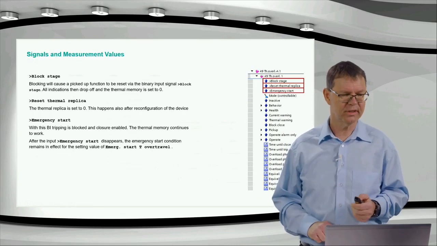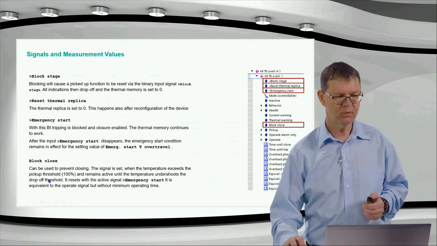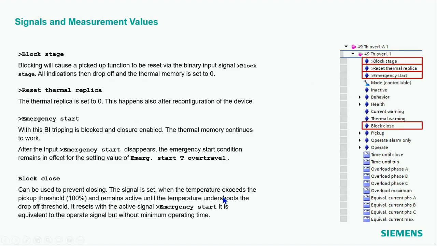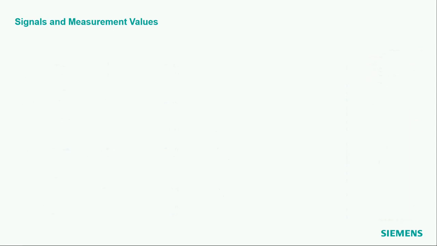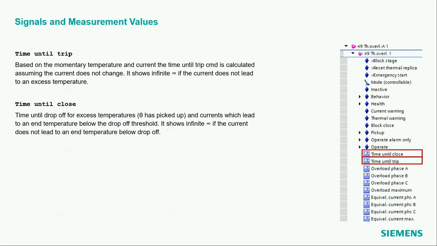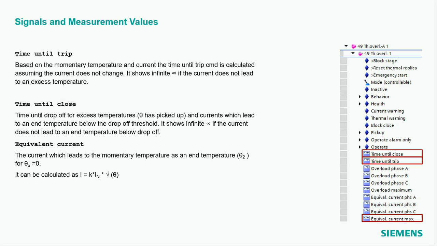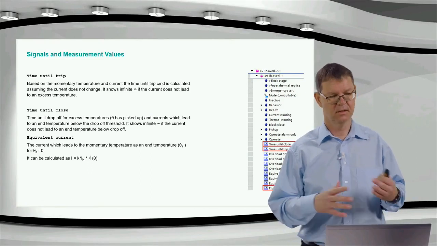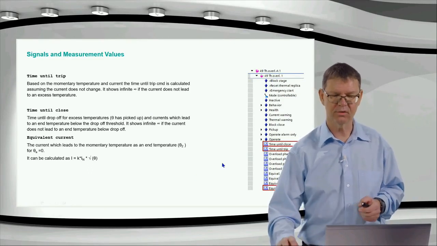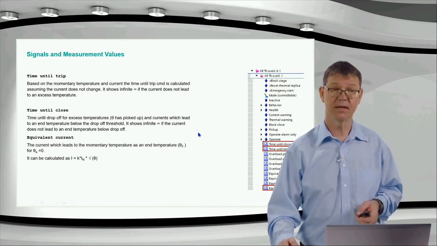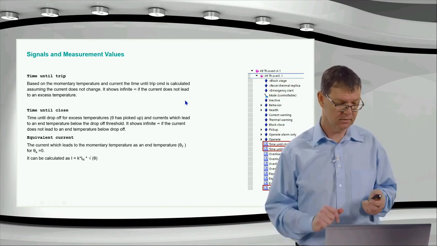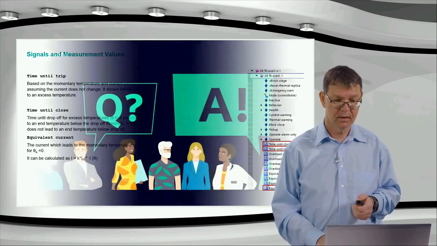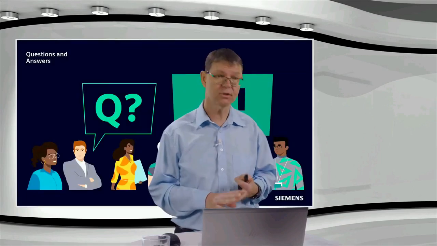I have here also a short explanation about the signals which we have. I leave this here in the documentation for you. And also some measurement values are described on the slide as documentation. So if you're interested, you can have a short look at that slide. I try to explain the most important measurement values that concern the overload function. Good. And with this, I would like to end the third part of that section.